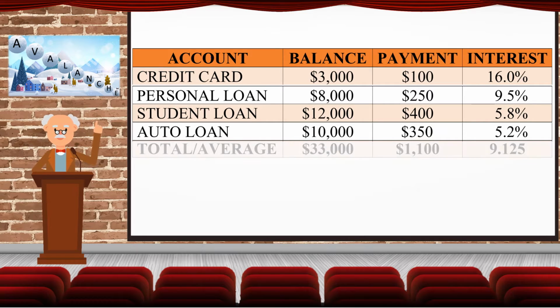The balance for all debts total $33,000. The minimum monthly payments across all debt accounts is $1,100. The average interest for all debts listed is 9.125%. Take note that the interest rates for all debt categories listed are on par with the national averages.